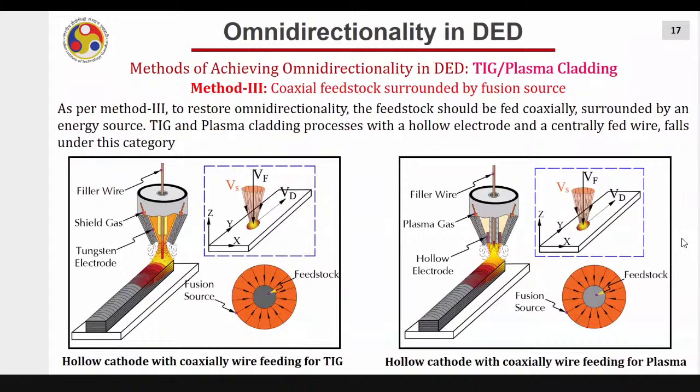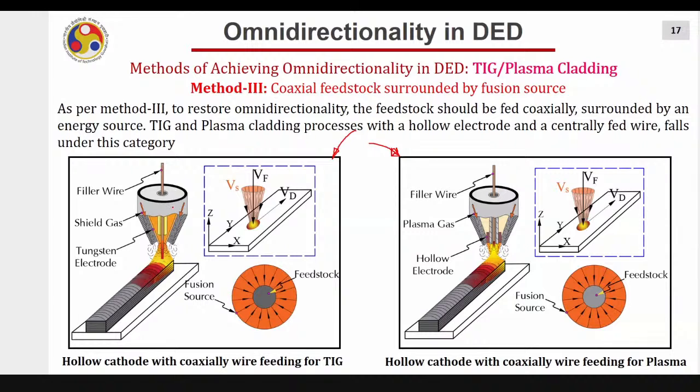The third one is the coaxial feedstock surrounded by fusion source. It is possible. I have found these patents. The reference is not given here because I made this diagram, so if you want, you can read the paper. The reference must be given there. The patent was found for TIG welding and plasma welding processes where the electrode is hollow.